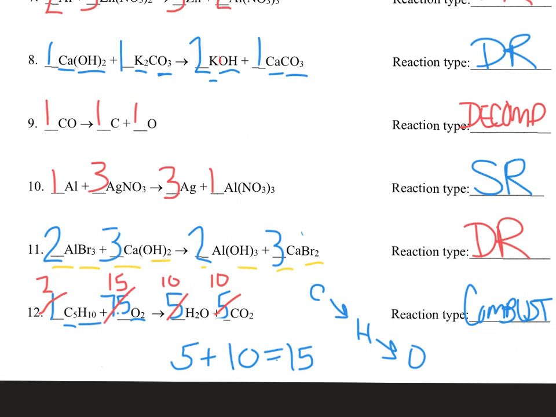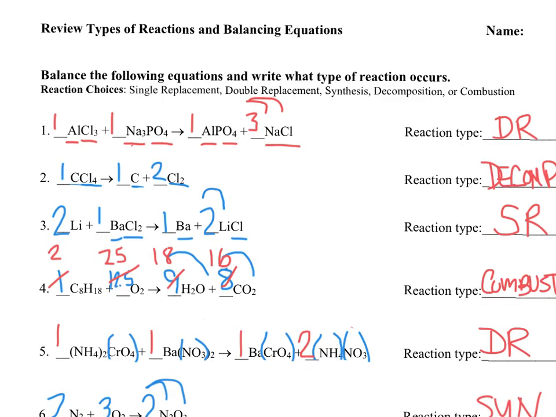We are practicing not only balancing what you're expected to be confident with now, but if you're not, this is a great time to get some extra help. So don't be shy in coming in, getting extra tutor help, whatever it is. And then also, you need to be able to identify the 5 types of reactions we have covered. And just to recap on that, remember the 5 reactions we've covered are single replacement, double replacement, synthesis, decomposition, and combustion.